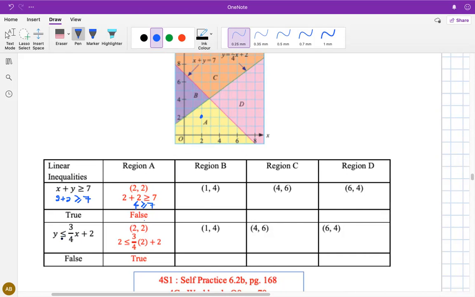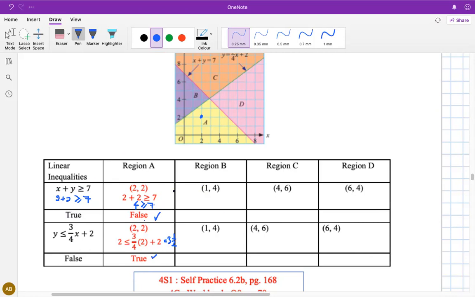Okay, y is less than or equal to 3 over 4 x plus 2. We substitute in: 2 less than or equal to 3 over 4 times 2 plus 2. Use your calculator: 3 over 2 plus 2 is 3 and a half. So this one is true, but 2 did not satisfy x plus y greater than or equal to 7. So it is false, true. False, true means the region A does not satisfy the two linear inequalities.